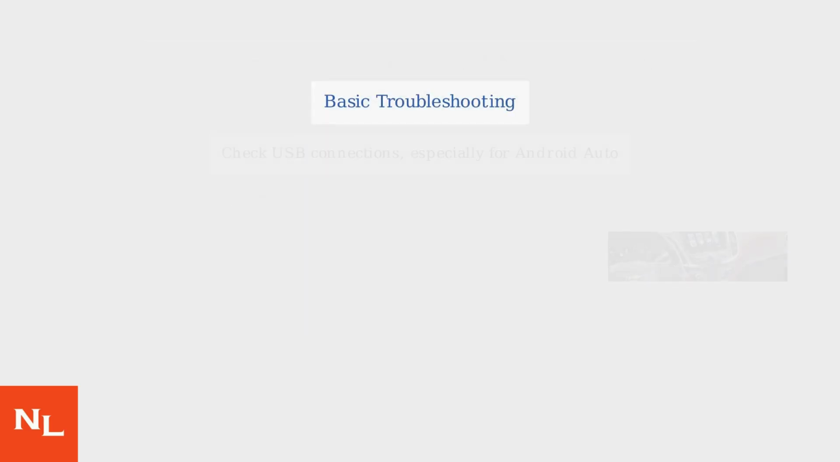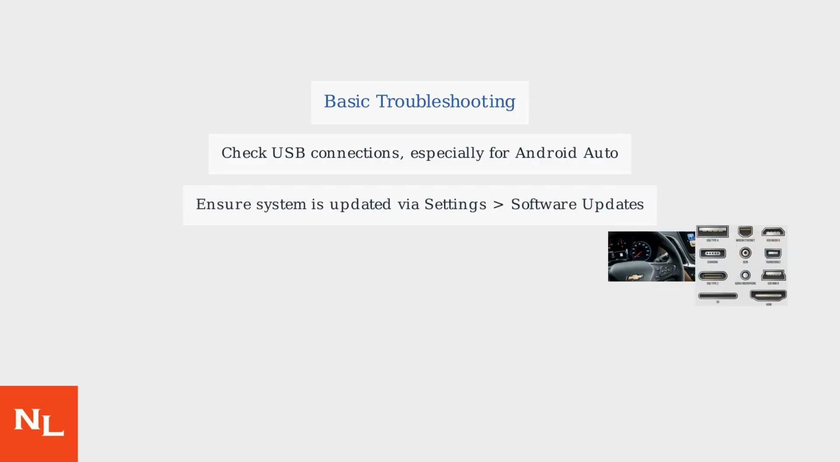If a reset doesn't solve the problem, start with basic troubleshooting. Check USB connections, especially for Android Auto issues, and ensure your system is updated via Settings, Software Updates. For more complex issues, use the My Chevrolet app for diagnostics, which can scan for error codes.